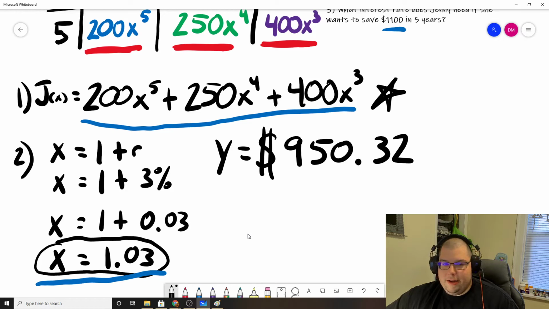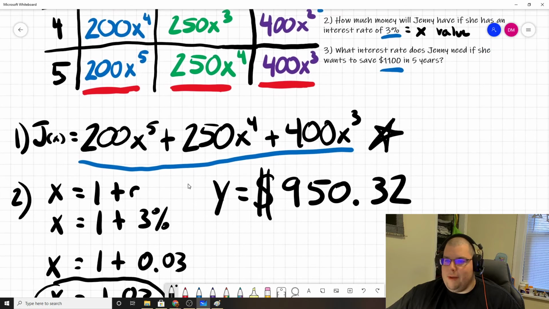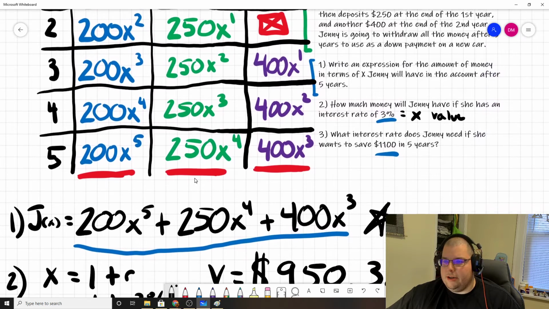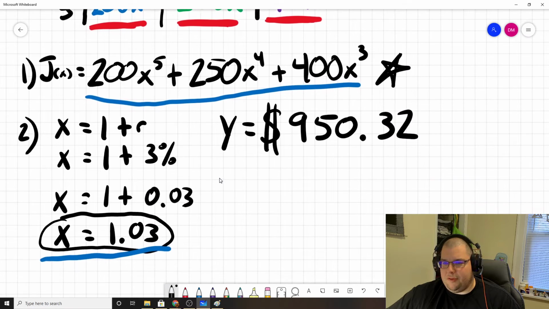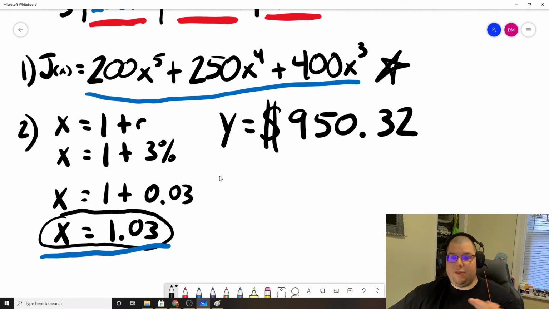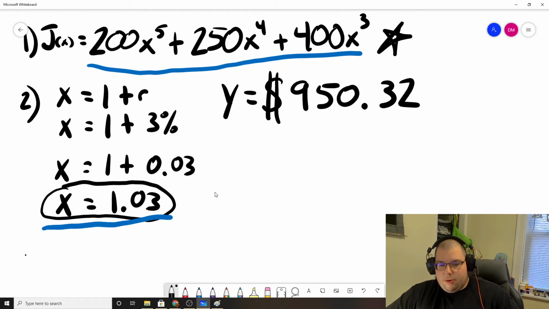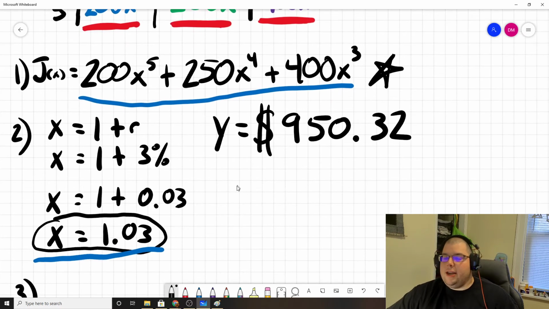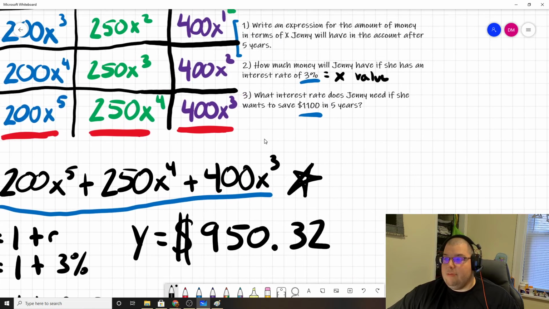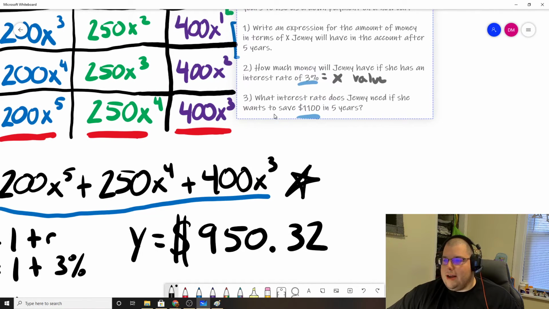So we're going to go on to number 3, and of course if you had a different interest rate, you would just change your x value and still find your y value. If your amount of money was different for number 1, then your equation is going to be different and look a little different depending on the length of time it was in the bank account for and how much money was deposited each time. So now number 3 again might change. This type of problem might change for you depending on how much money you want to save.